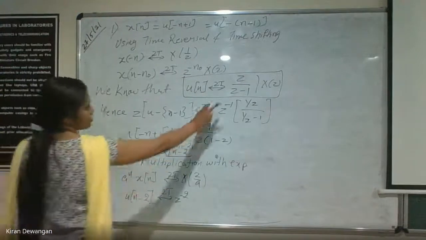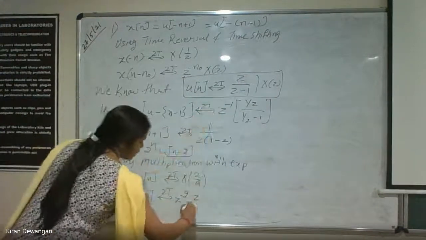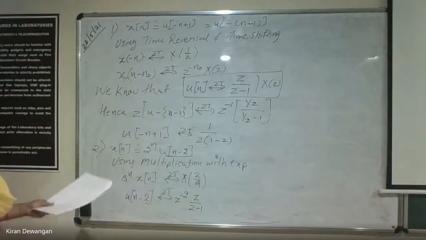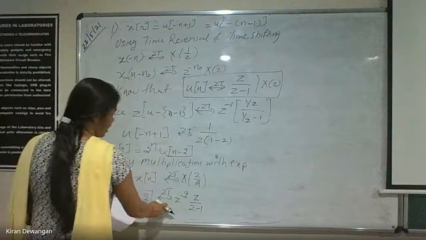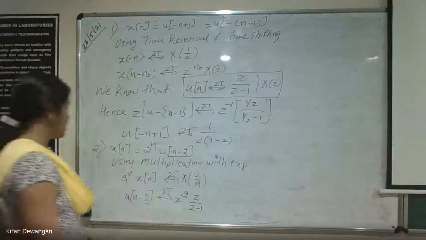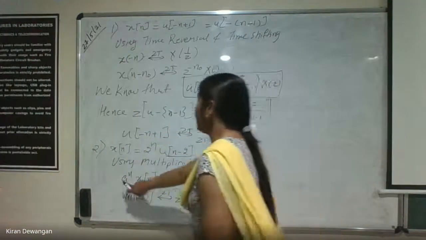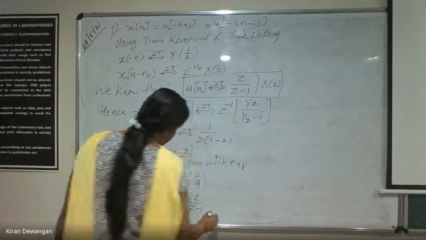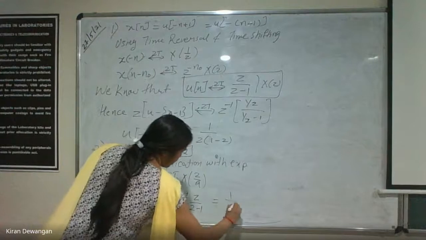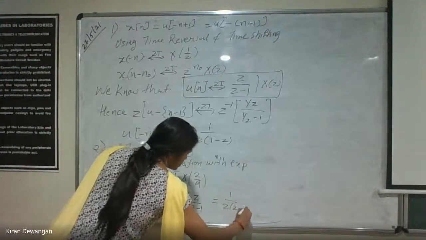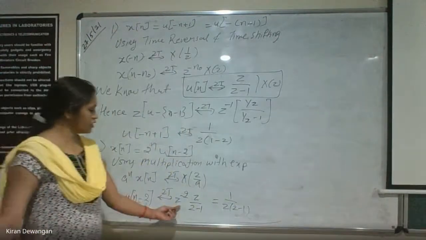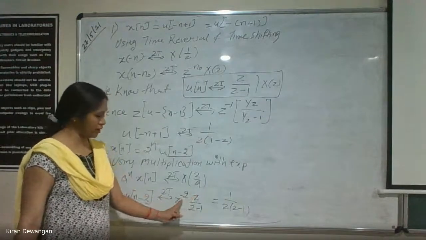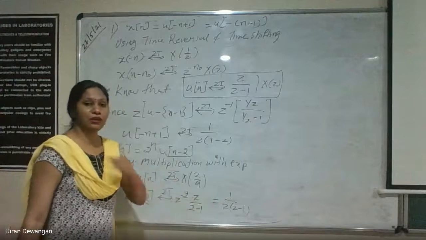We are having X(z) as z by z minus 1. So this will be z to the power minus 2 into z by z minus 1. Now we have to multiply a to the power n, that is 2 to the power n. Now if we solve this, this becomes 1 by z into z minus 1. z to the power minus 2 into z, so this becomes z to the power minus 1. So this is 1 by z into z minus 1.